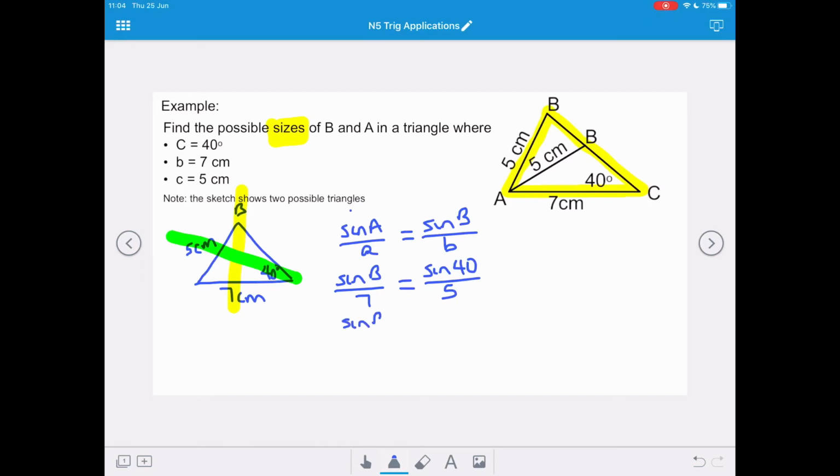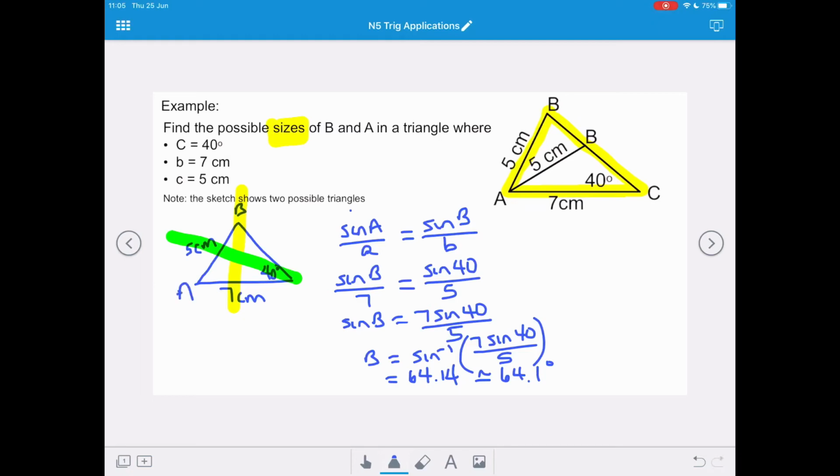And that means that the sine of angle B is going to equal 7 times sine of 40 degrees all over 5. And if we put that into our calculator, B equals the arc sine of 7 sine 40 all over 5. And this gives us an angle of B of 64.14, and that rounds to 64.1 degrees to 1 decimal place.